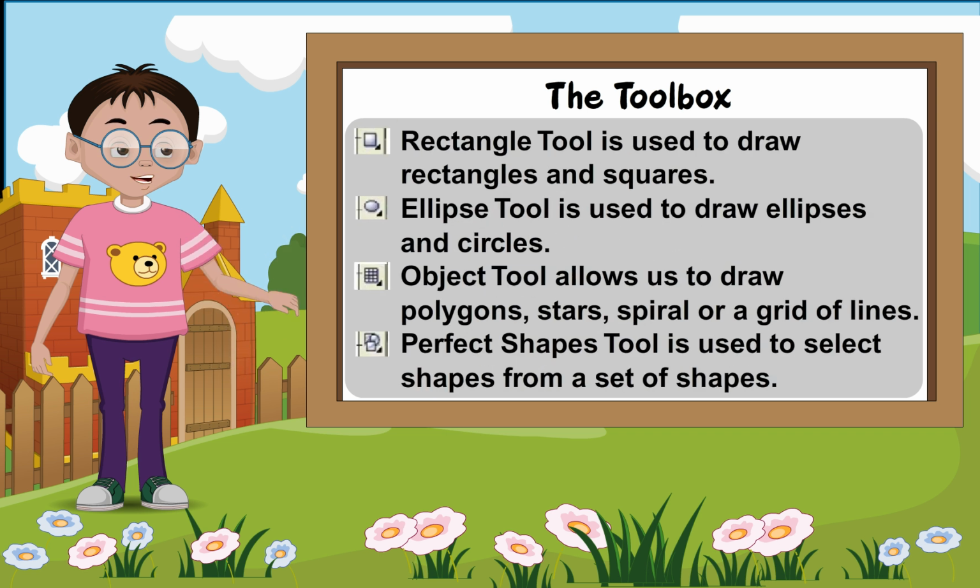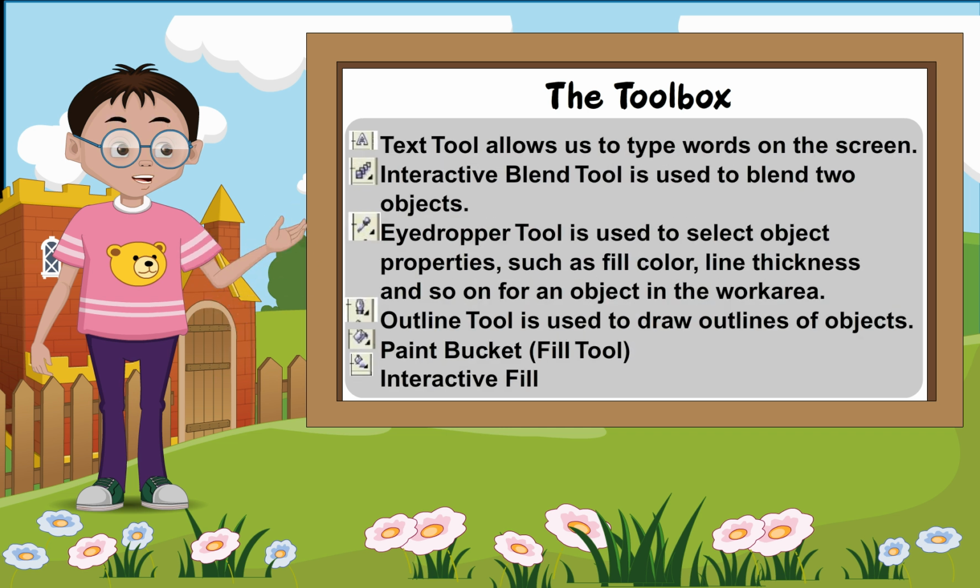Rectangle tool is used to draw rectangles and squares. Ellipse tool is used to draw ellipses and circles. Object tool allows us to draw polygons, stars, spirals, or a grid of lines. Perfect Shapes tool is used to select shapes from a set of shapes. Text tool allows us to type words on the screen. Interactive Blend tool is used to blend two objects. Eyedropper tool is used to select object properties such as fill color, line thickness, and so on for an object in the work area. Outline tool is used to draw outlines of the object.